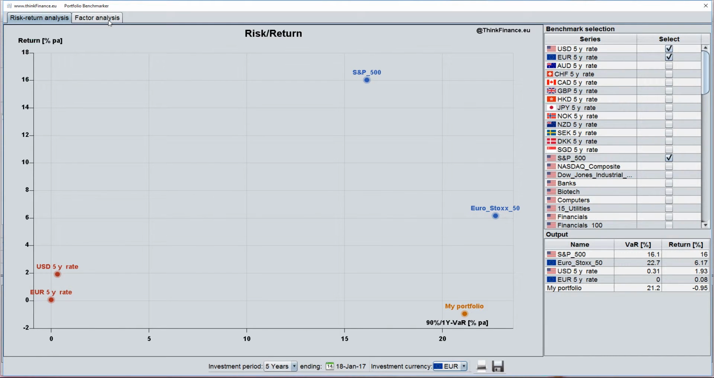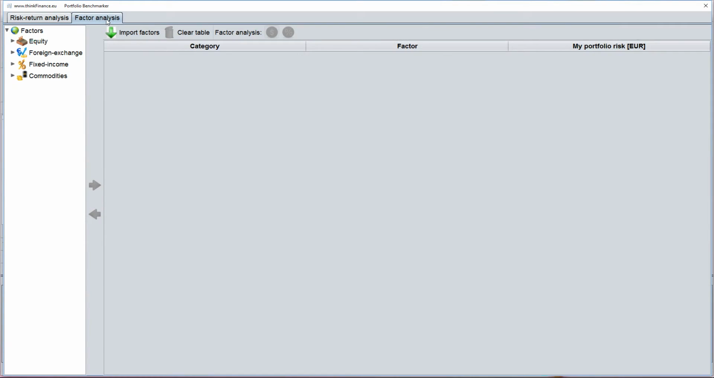Let's move to the second pane, the factor analysis. What you can do in this pane is you can run a regression analysis of your portfolio against standard market risk factors in equity, foreign exchange, fixed income and commodities. And there are two ways you can do that here. One way is you select the risk factors that you want to include in the factor analysis yourself by choosing them in the selection tree.